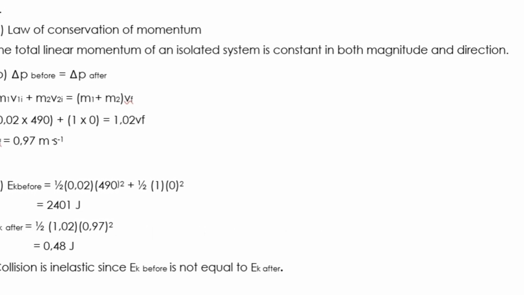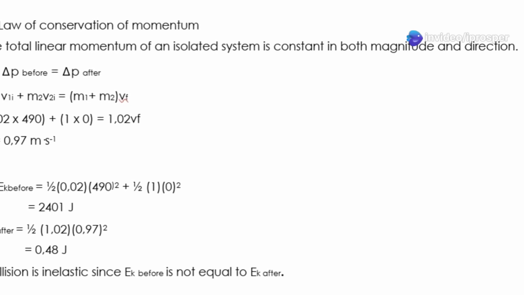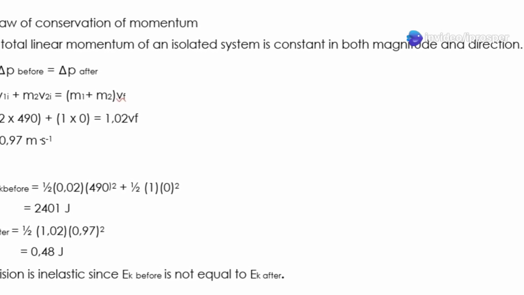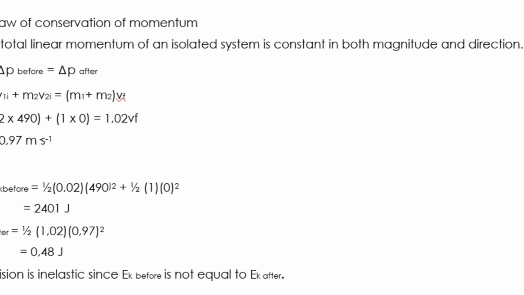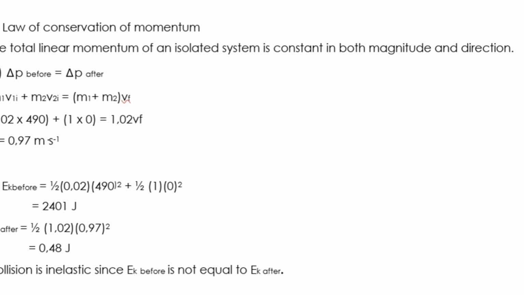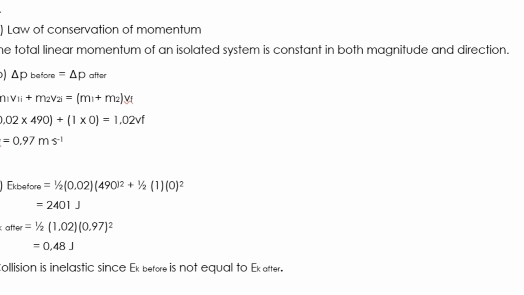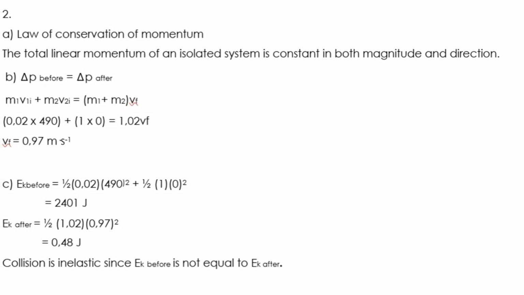Part C. Ek before equals 1/2 times 0.02 times 490 squared plus 1/2 times 1 times 0 squared, which equals 2,401 joules. Ek after equals 1/2 times 1.02 times 0.97 squared, which equals 0.48 joules. The collision is inelastic since Ek before is not equal to Ek after.